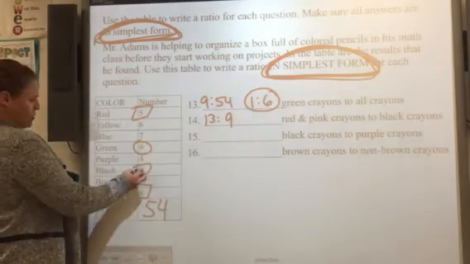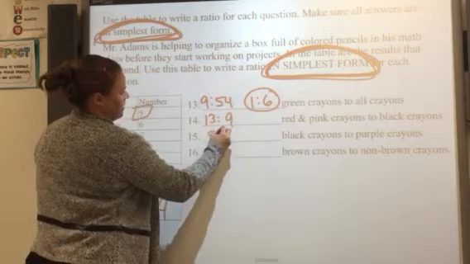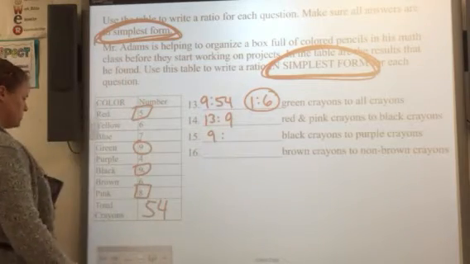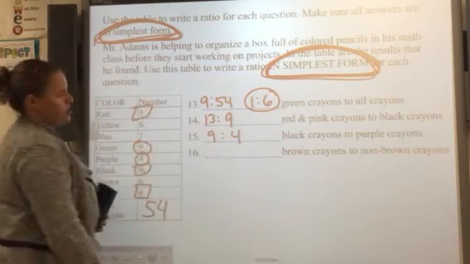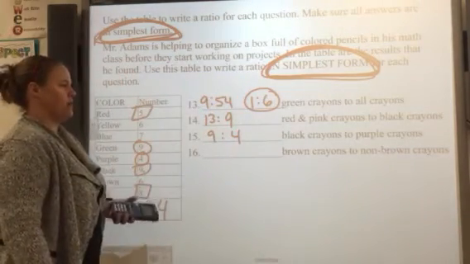Black crayons, so 9 again, compared to purple crayons. So purple is 4, so 9 to 4. And again, they can't be simplified because they don't have any common factors.